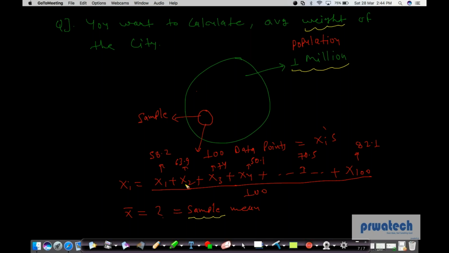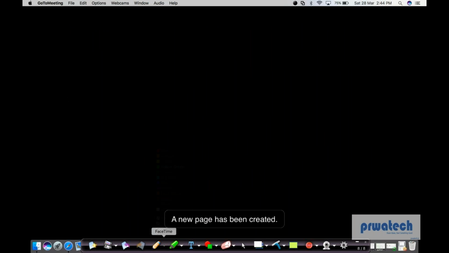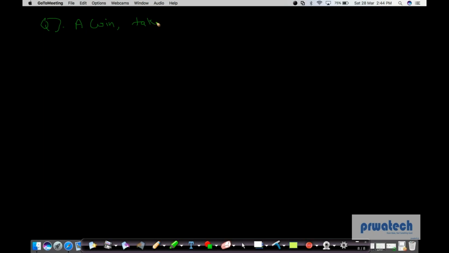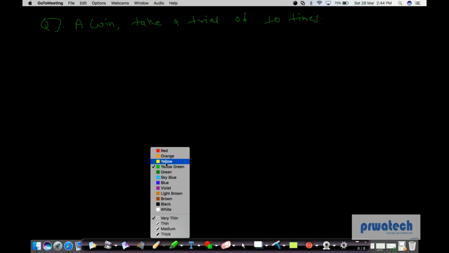This was the central tendency, but now I'm putting the same scenario in a different case. I'm saying I have a coin where I take a trial of 10 times or maybe 20 times, and what is the chance of getting head or tail? So when I put the second question, there is a coin, or a dice, so it's a coin only. Take a trial of 10 times. Two questions can be there.